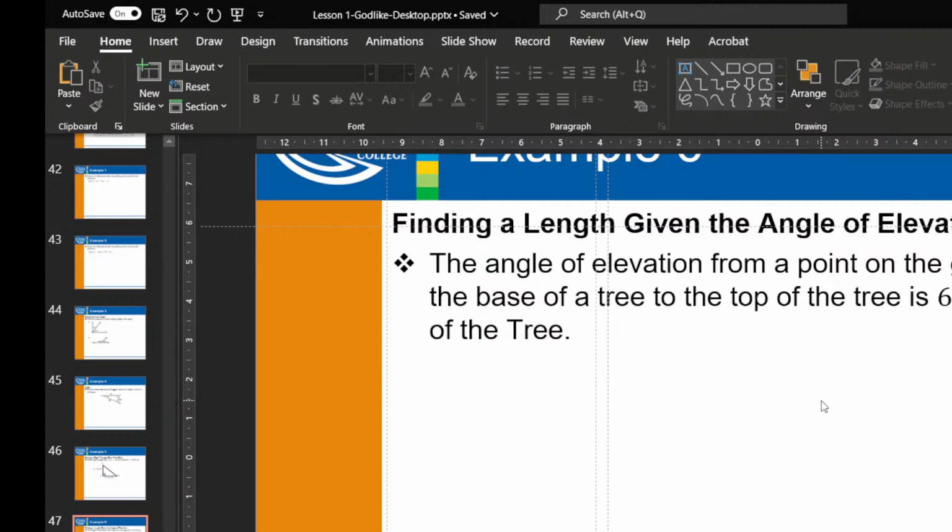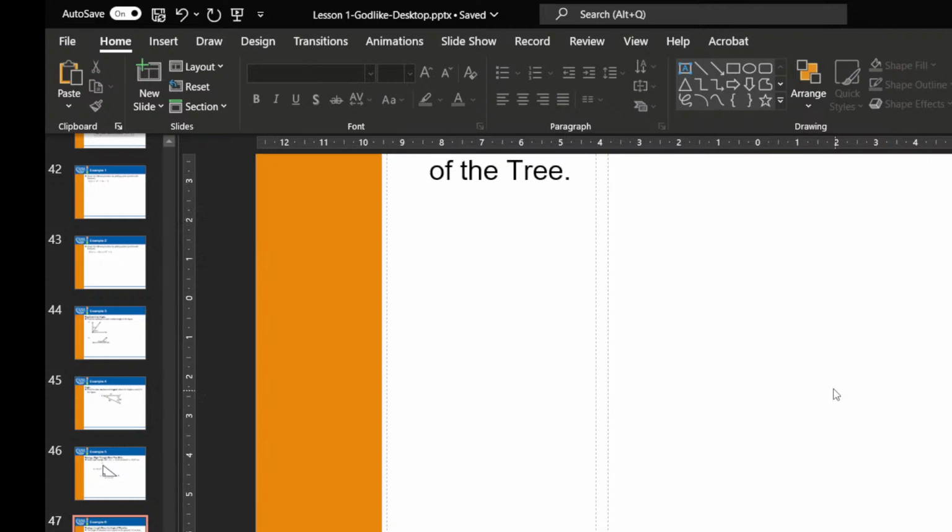And what I'm telling you to do, and what a lot of students do these days, is draw it out. Start drawing it out if you don't know what it is. So let's think about this. The angle of elevation from the point on the ground, 15.5 meters from the base of the tree. Stop. So how would I do that? So I'm going to draw the base of the tree.